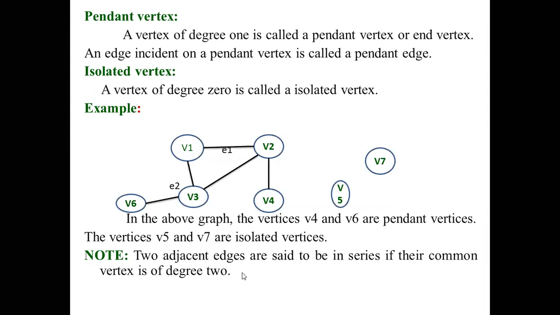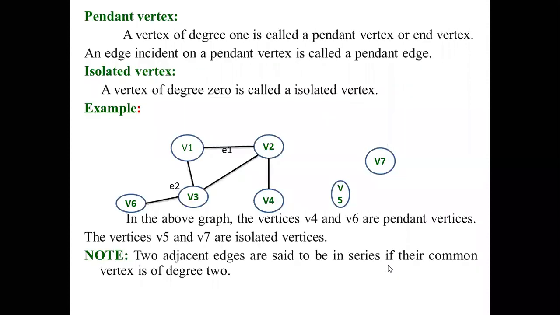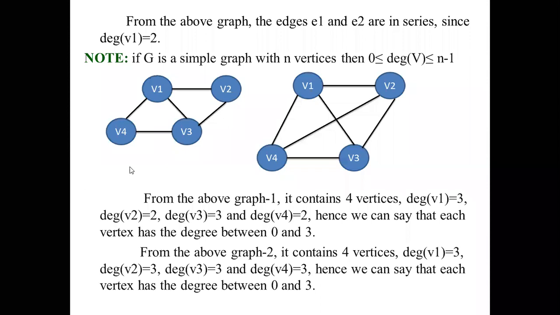Two adjacent edges are said to be in series if their common vertex is of degree 2. From the graph, the edges E1 and E2 are in series since the degree of V1 is equal to 2. Okay.